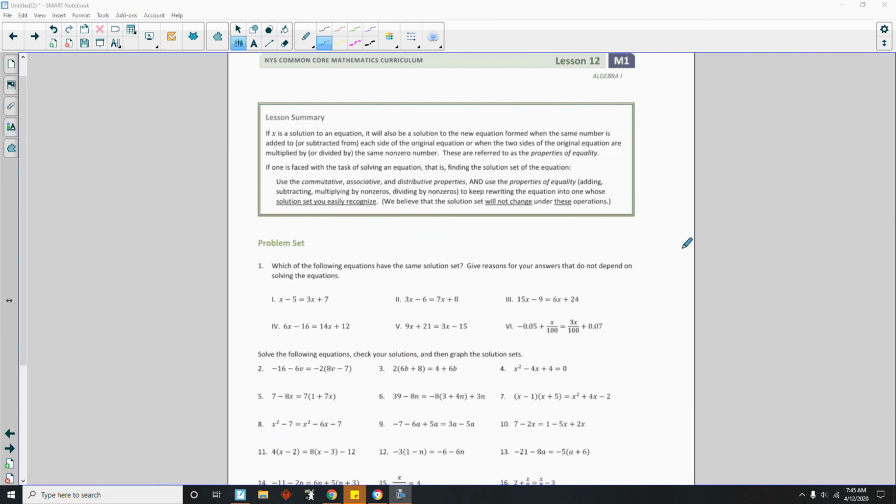Okay, page 5 brings us to the end of lesson 12. Review the lesson summary and go to your problem set.